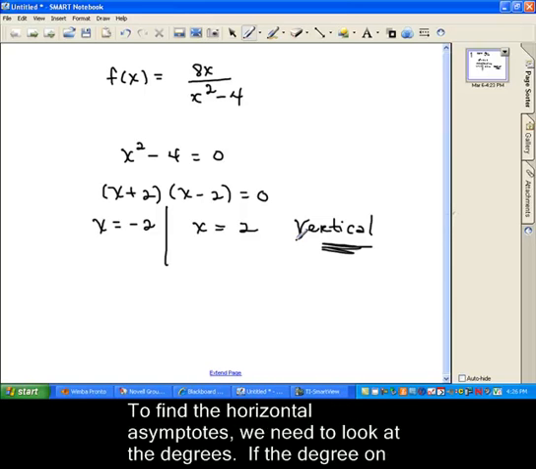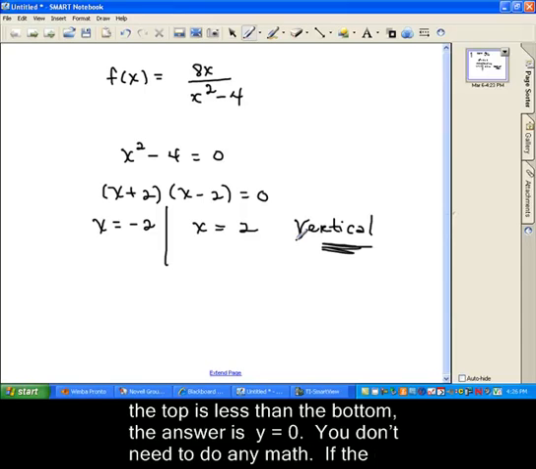Now, to find the horizontal asymptotes, we need to go back to that idea of the degree. If the degree on the top is less than the bottom, we have the x-axis as the horizontal asymptote. Now, that means the x-axis is actually that horizontal axis, which is the equation y equals 0. So, since the degree on the top is less than the bottom, the horizontal asymptote is y equals 0.